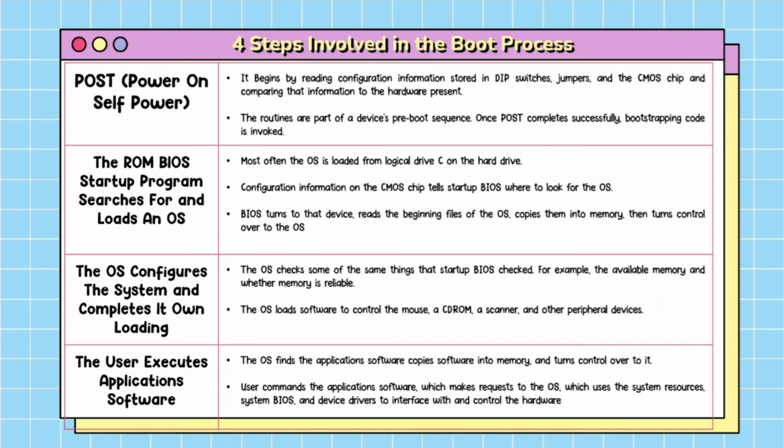Lastly is the user executes application software. The OS finds the application software, copies the software into memory and turns control over to it. The user commands the application software, which makes requests to the OS, which uses the system resources, system BIOS, and device drivers to interface with and control the hardware.